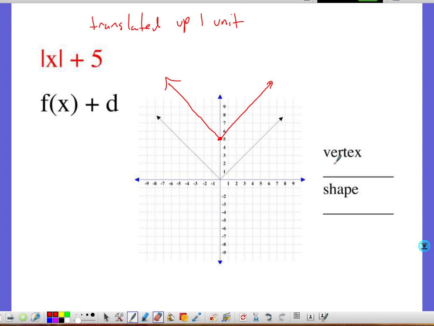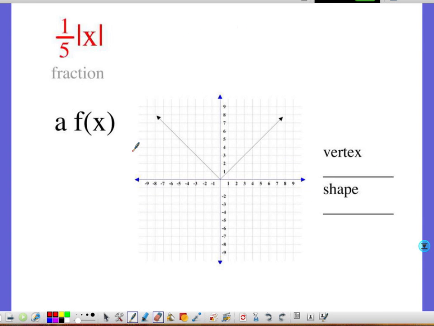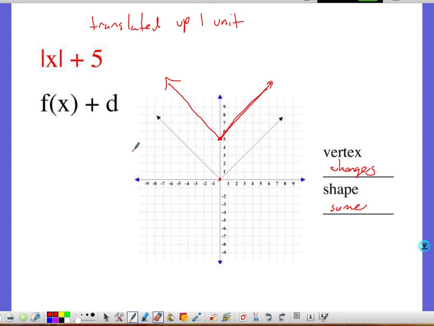The vertex is at 5. So as you can see, we started the vertex at 0. The parent function always has the vertex start at 0, 0. And so the vertex changes here. But something important here is that the shape stays exactly the same. And so this is what I had you do for all of these. We had 10 different graphs, 10 different functions, and that's what I had you do using your calculators.